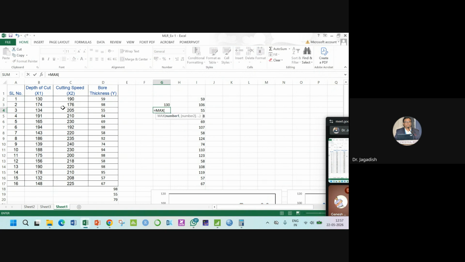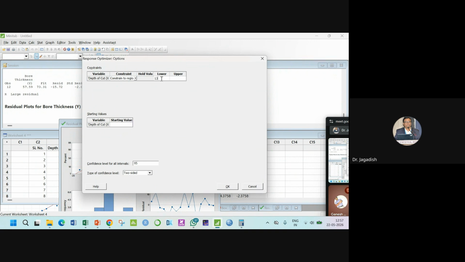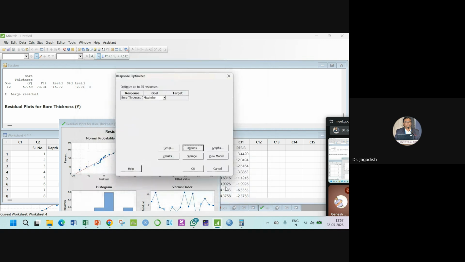So maximum value is this. So that is 130 and 194. So 130 is my lower value and 194 my higher value. Okay. Then starting value, if you want to set, you can set the starting value above that only. I want a 95% confidence interval, two-sided limit, and say okay.